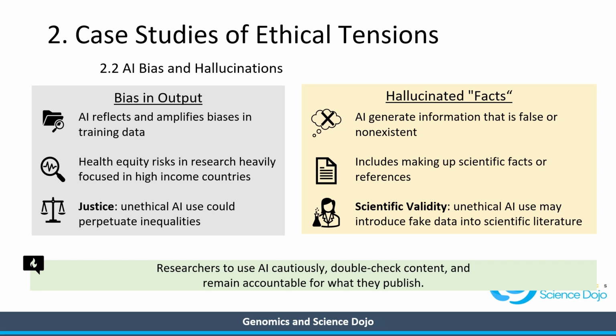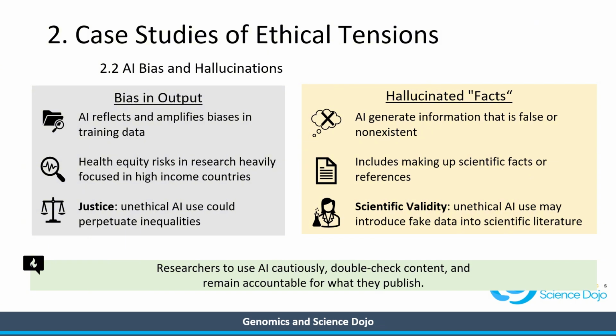So AI might generate references where, when you look them up in Google and in Scopus and other tools to find digital footprints of these references, you see that they do not exist in the first place. So it's important that we also ensure scientific validity, because unethical use may introduce fake data to the scientific literature and therefore pollute our science.